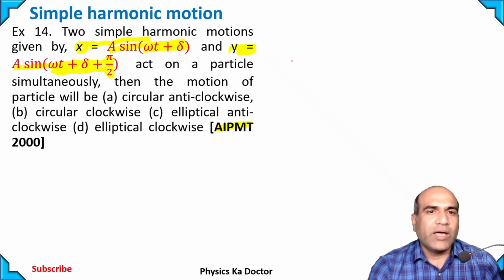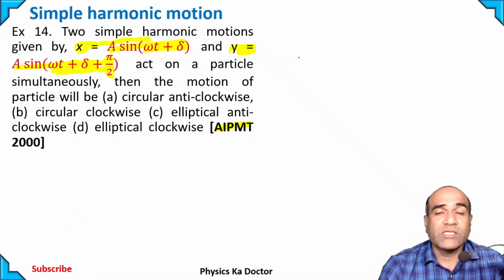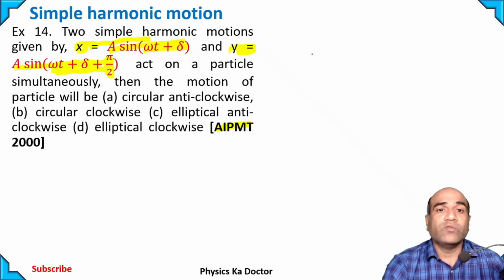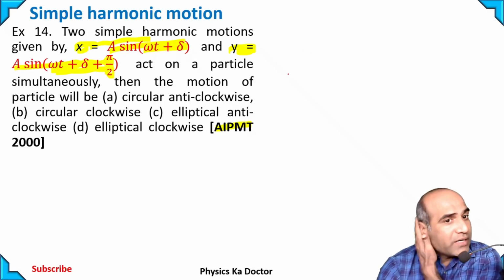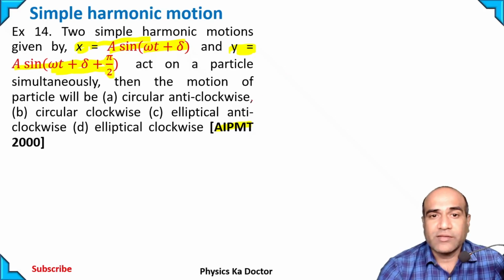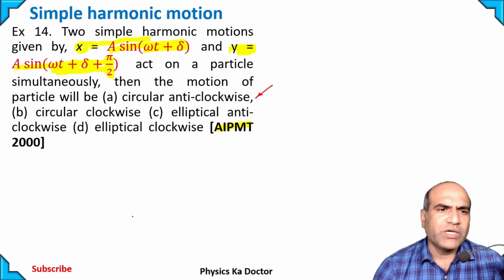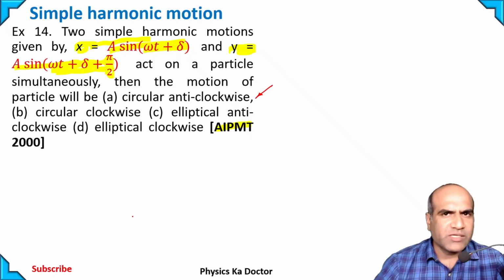Fine. Act on a particle simultaneously, right? So these are the superimposed conditions. Then the motion of the particle will be circular anti-clockwise, circular clockwise, elliptical anti-clockwise, or elliptical clockwise. If these are the motions, we should know the equation of an ellipse and of a circle.